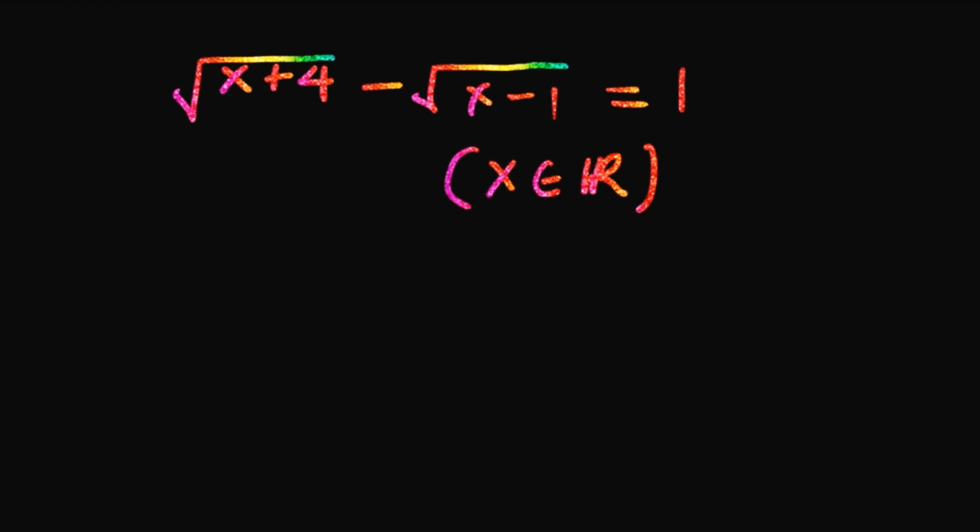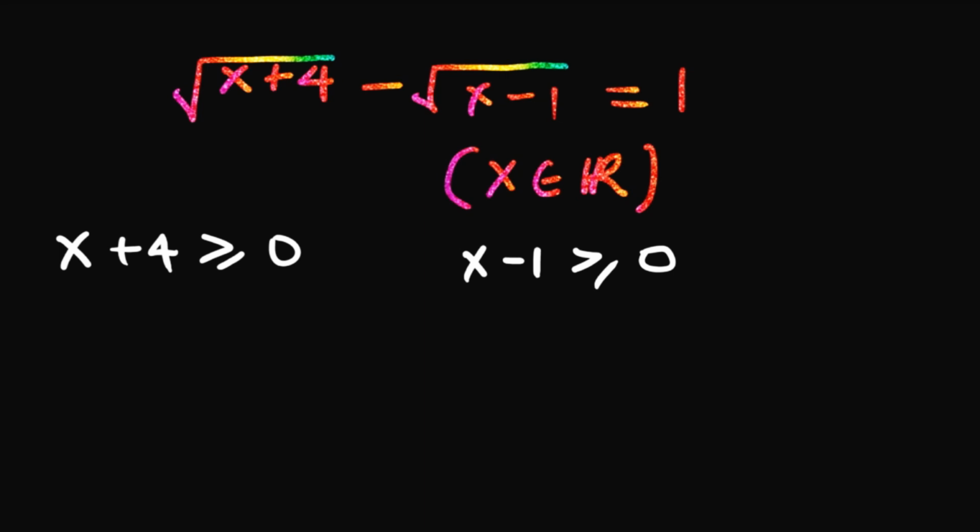So if this has to be a real number, then the value under the root, that is x plus 4, must be equal to or greater than 0. And the same applies to the other one. x minus 1 must be greater than or equal to 0. So this means that if we take 4 to the other side of the inequality sign, then we should have that x must be greater than or equal to negative 4. And on this side, x must be greater than or equal to 1.